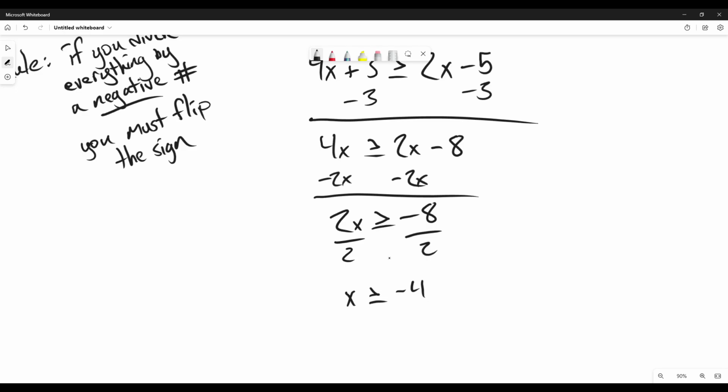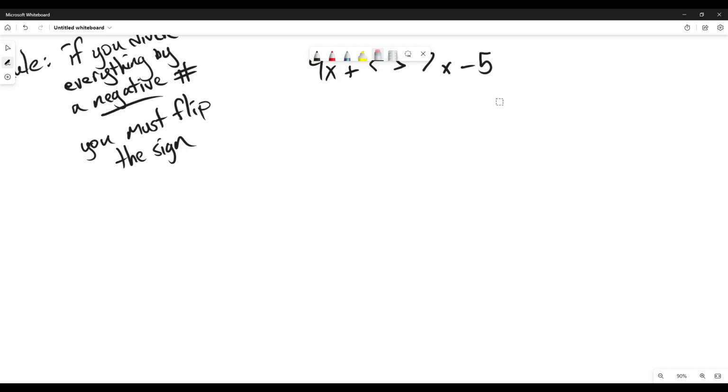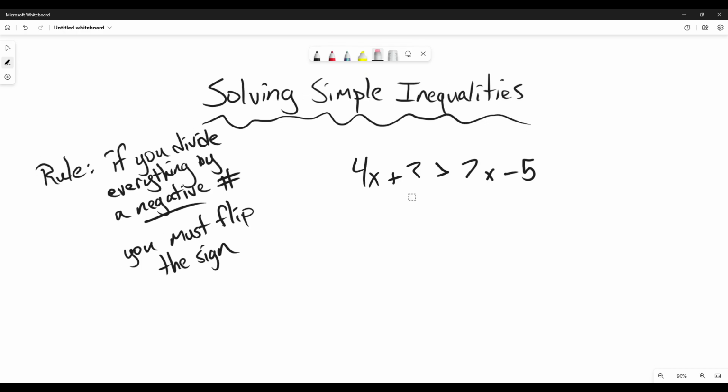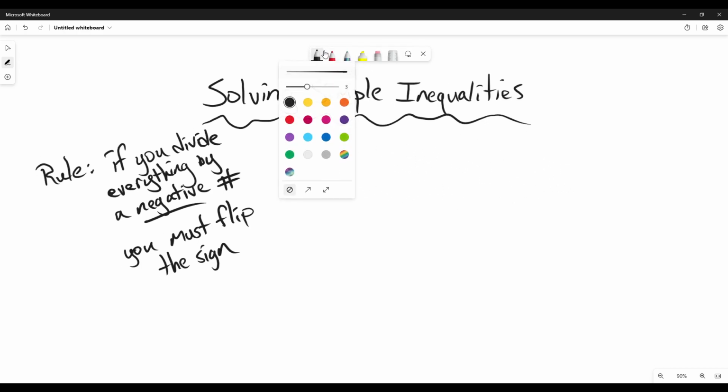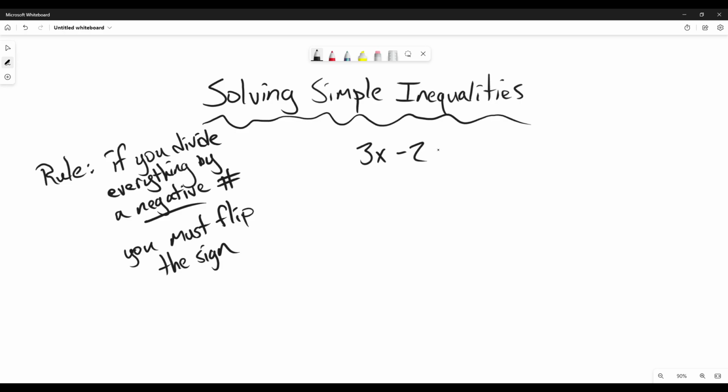Okay, now we can create a separate example where we have to use our rule. So let's assume we have, let's say, 3x minus 2 is less than 5x plus 4. So how would we solve for this?